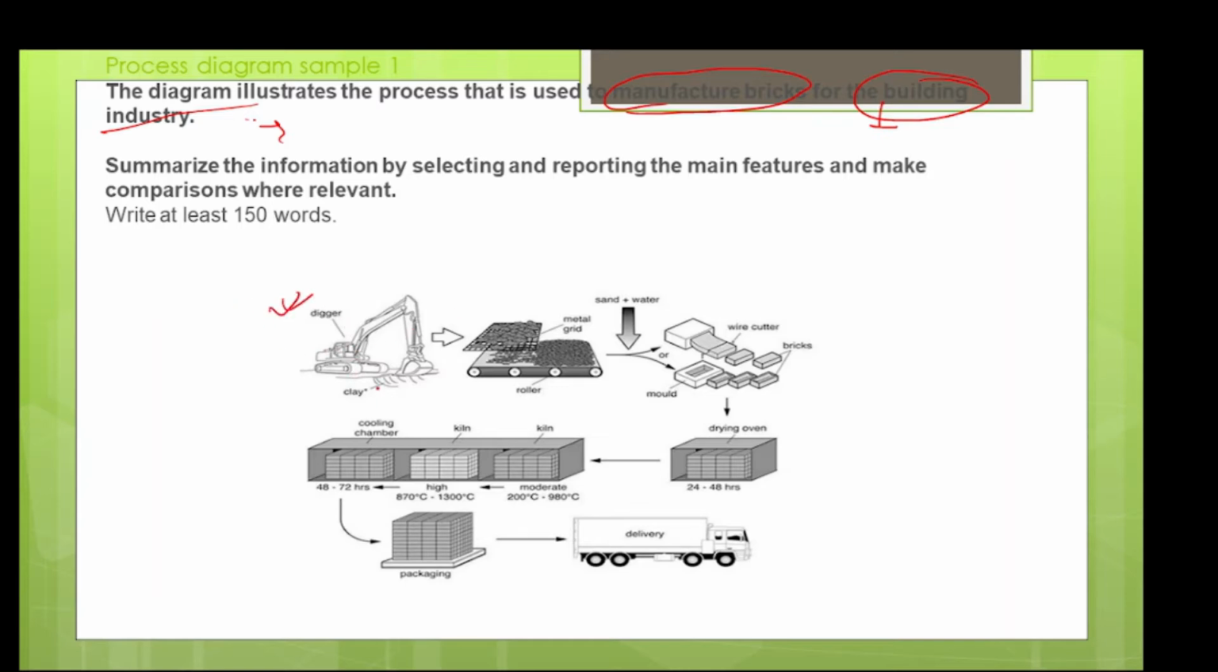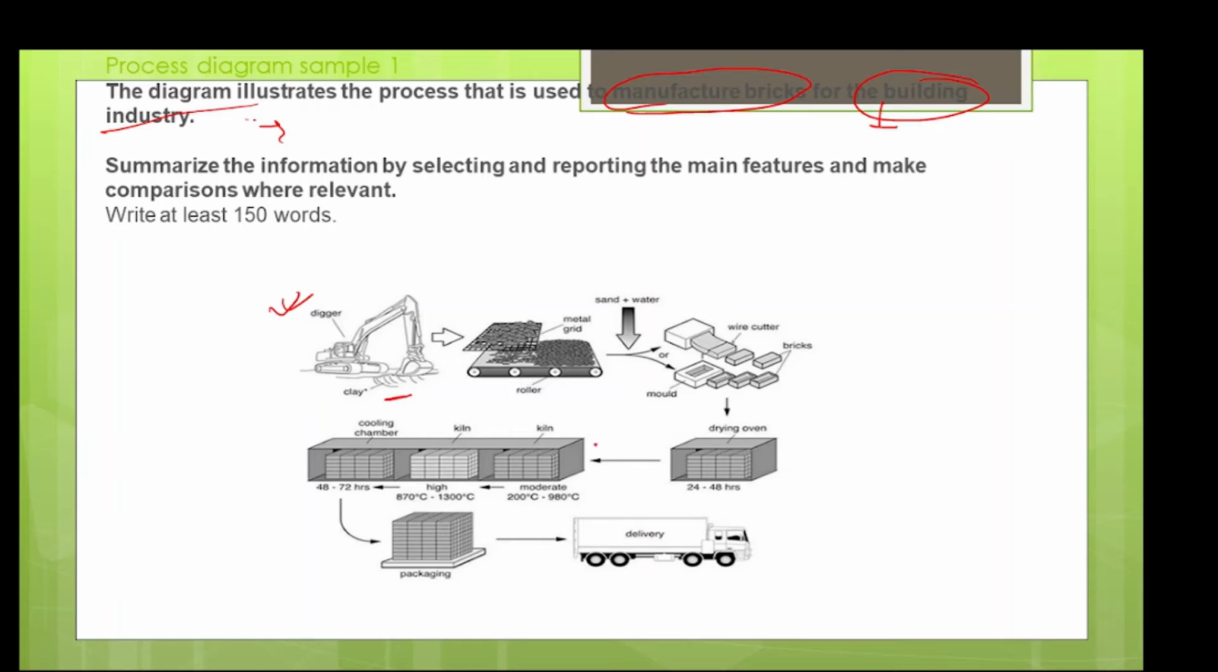First they are using a digger. So they are digging the clay over here. Then a roller is used, metal grid is involved. Later sand and water is mixed. So there are two processes, either a wire cutter is used, or a mold is used. Okay, then it's put in a drying oven.